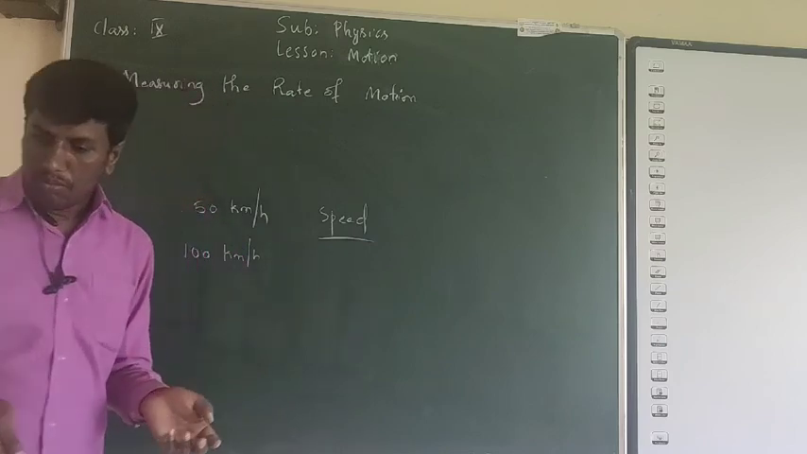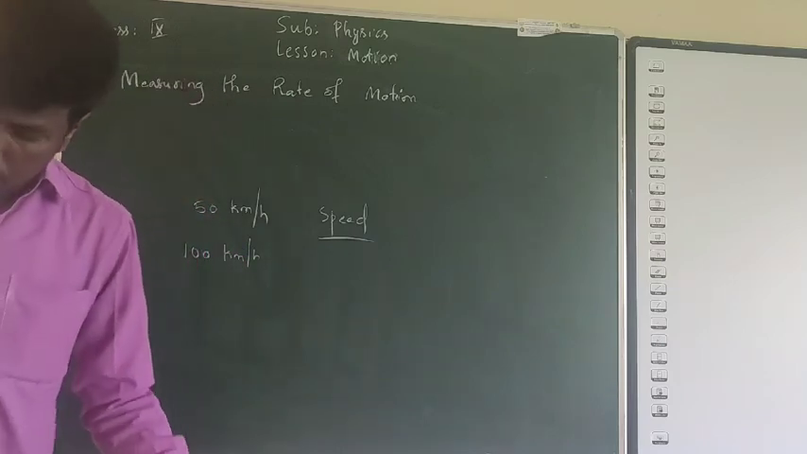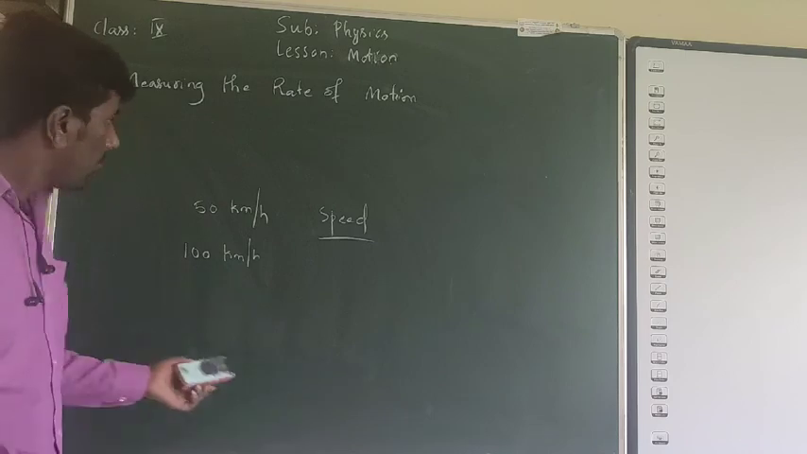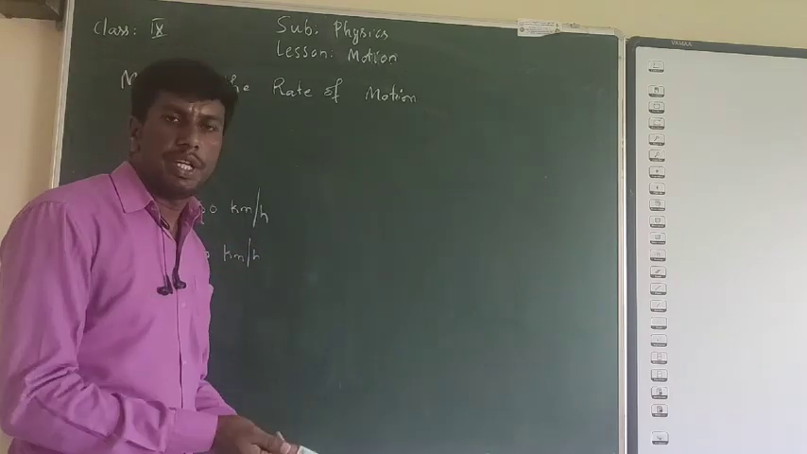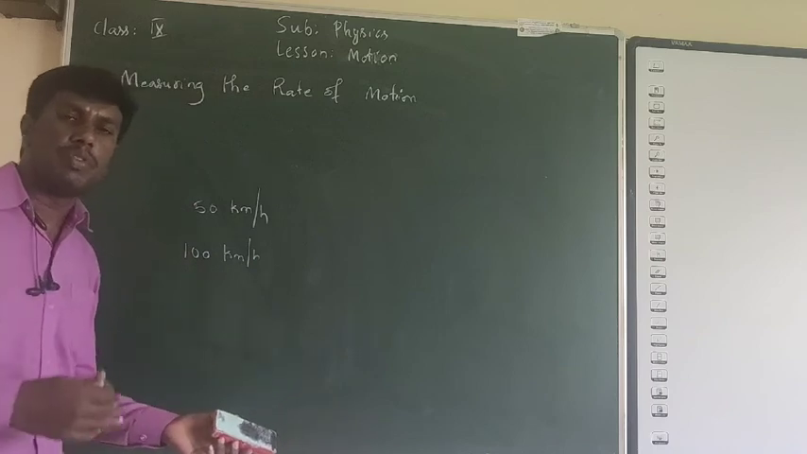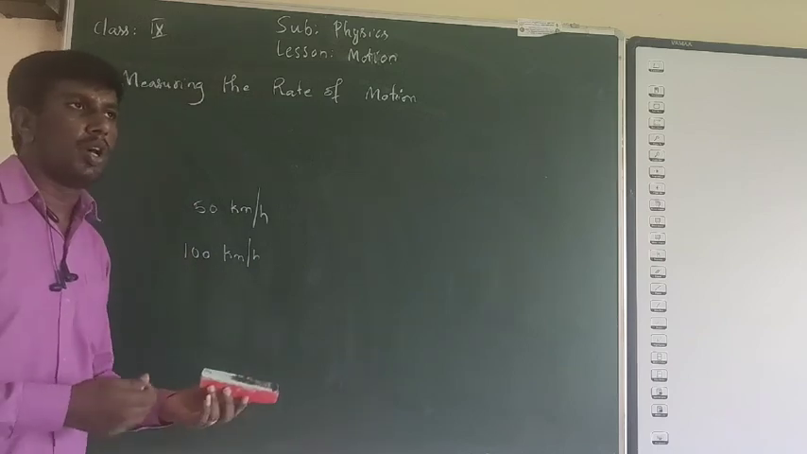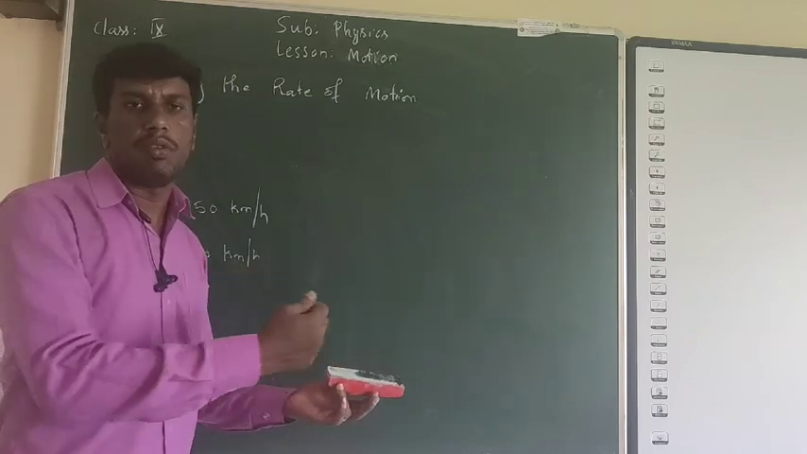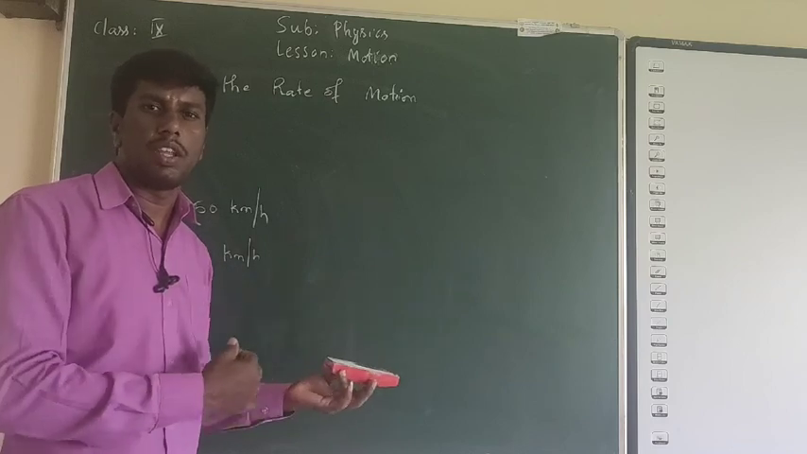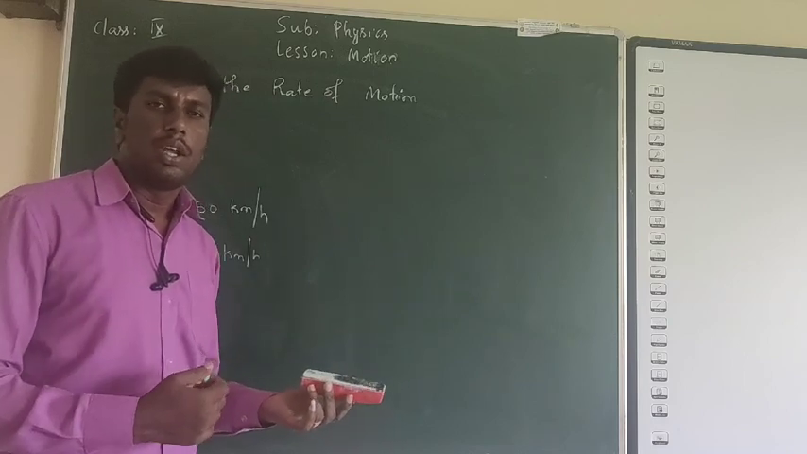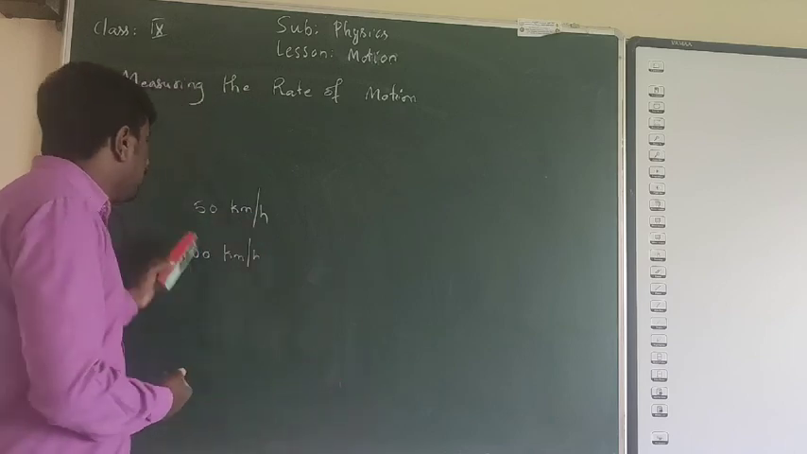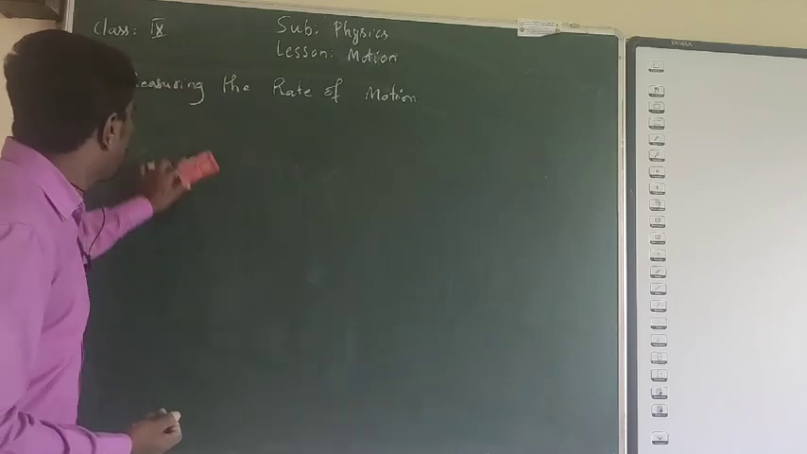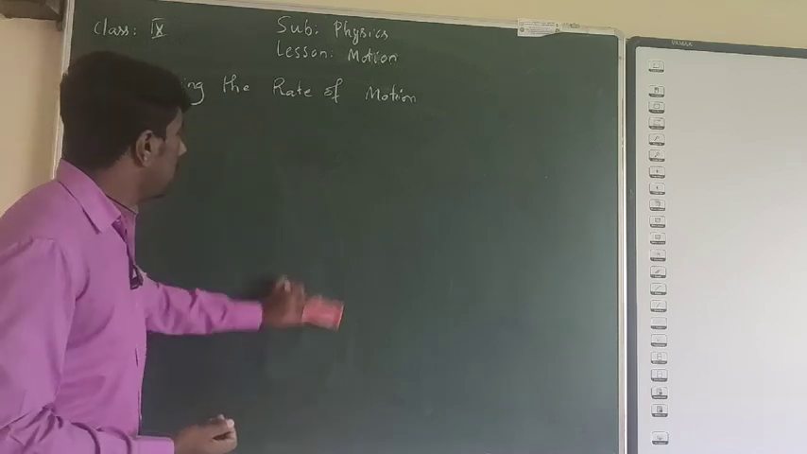You may observe that different objects will be at different speeds, right? Different objects will move at different speeds. One object will move faster, and another object will be moving slower. Like that, different objects will have different speeds. So, how to measure that speed?